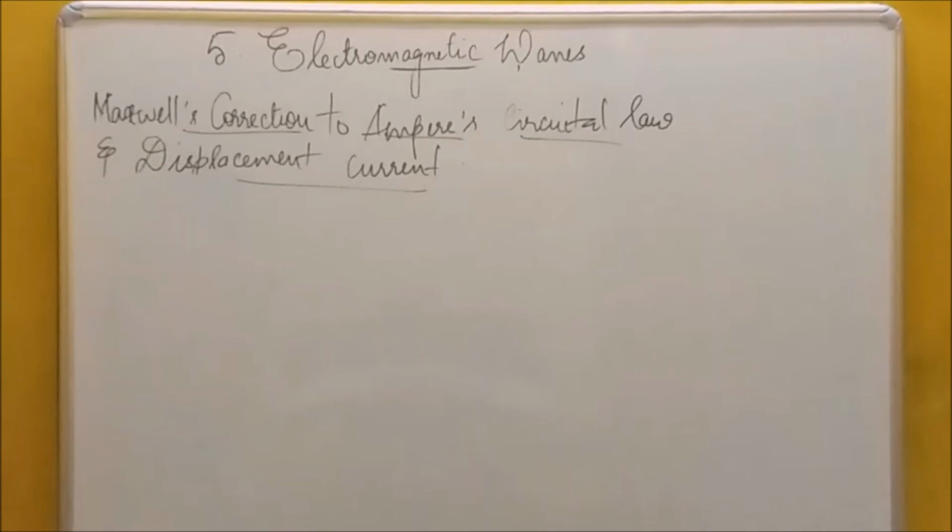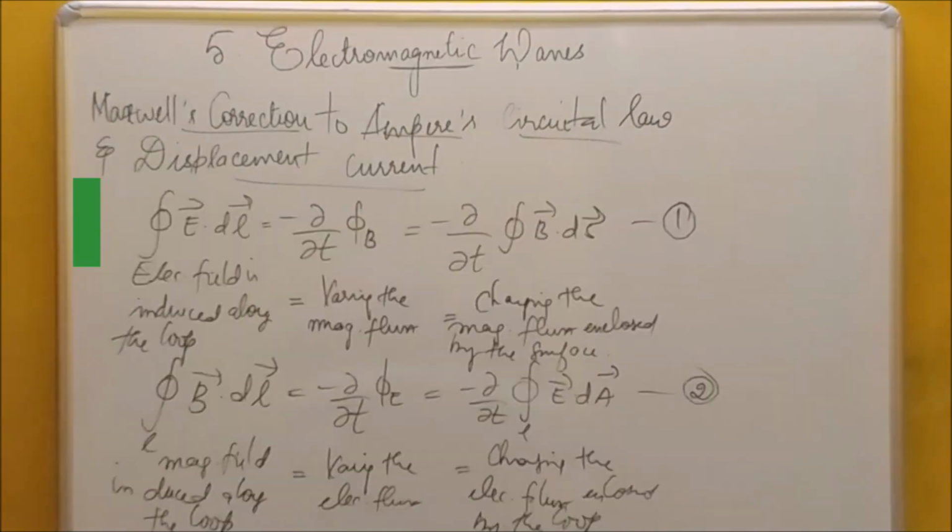And the equation is the integral of E vector dot dl vector equal to minus ∂/∂t of Φ_B. That is equal to minus ∂/∂t of, by expanding this Φ_B, the integral of B vector dot dS vector. This E vector is nothing but the electric field. This Φ_B is nothing but the magnetic flux. This ∂/∂t is nothing but the partial derivative with respect to time, right?